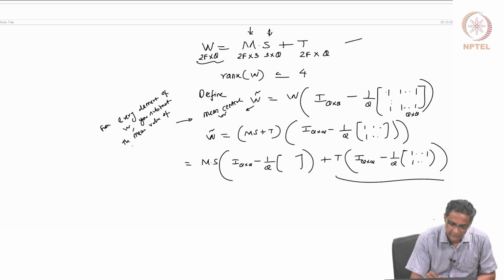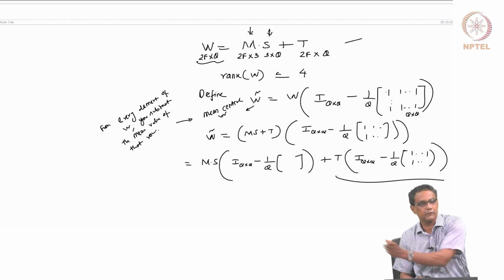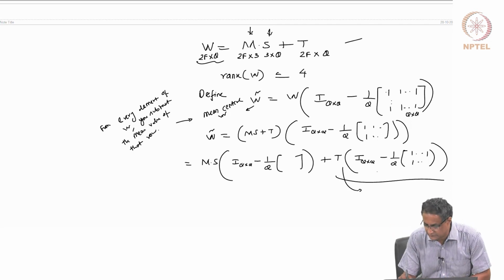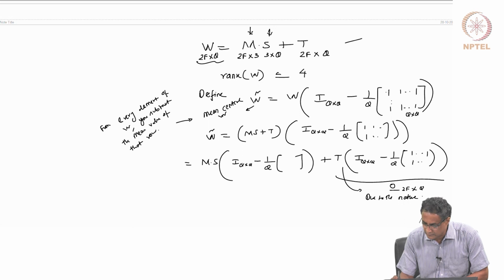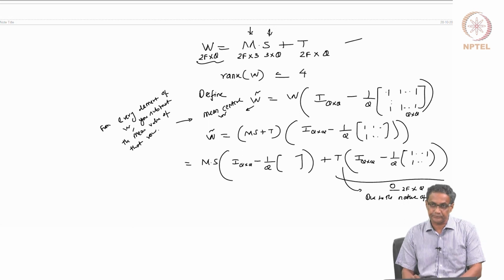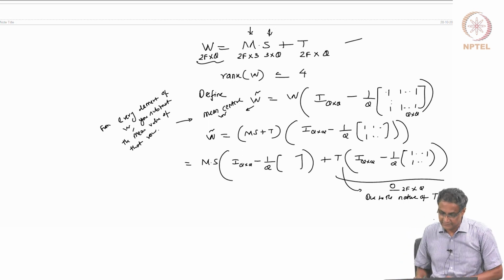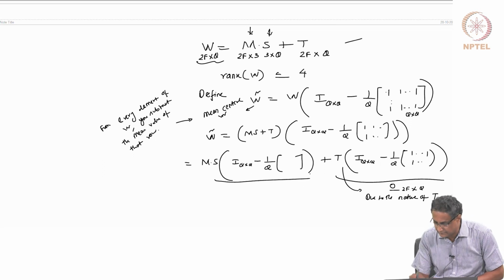In this case, as you can imagine, the mean is the same as every element. It's all T11, T11, T11. Therefore, this goes to a 0 matrix of whatever size. What will be its size now? 2F cross Q. It doesn't matter, it's anyway 0. So due to the nature of T, not because of anything else, this goes to 0.